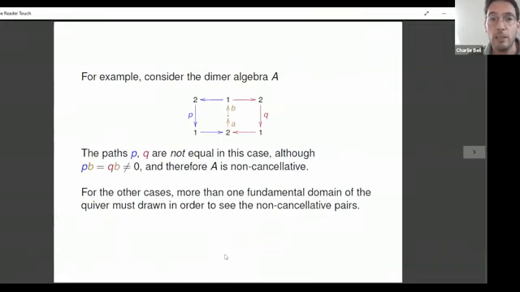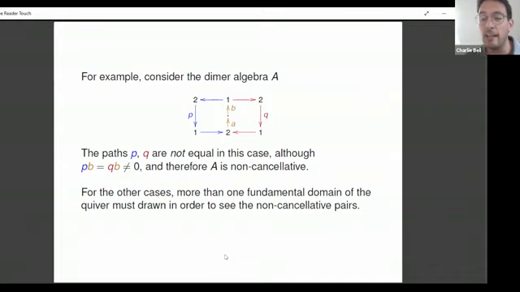So for example, consider the one that I showed on the left. The paths P and Q are not equal in this case because there's 2 arrows there, A and B, instead of just 1 arrow. Although if we put in the B, so we have BP equals BQ, then those will be equal because there's an A that completes them to be unit cycles. And so therefore, we can see right away that this is non-cancellative.